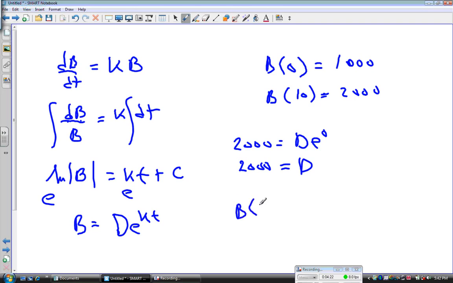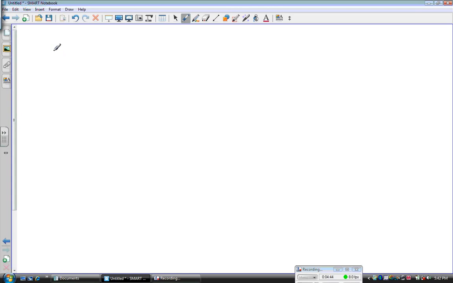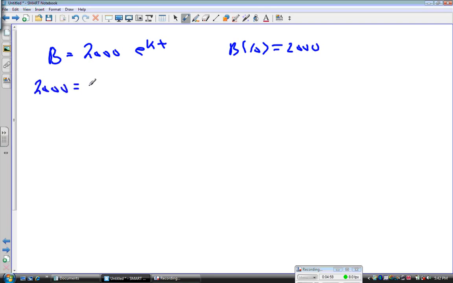So b as a function of t is 2,000 e to the kt. Alrighty. Now how do you get k? Well, let's plug in the other condition. Okay, so b of t is 2,000 e to the kt, but we didn't use the information that b of 10 is 2,000. This is a b value, this is a t value. So plug in 2,000 for b, I'm sorry, this was 1,000.